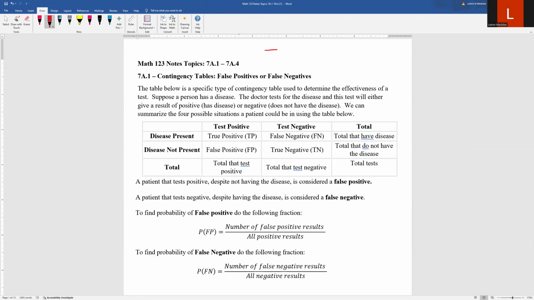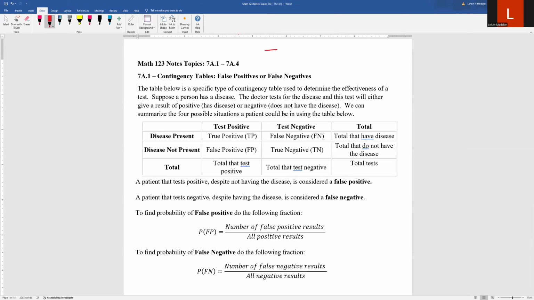So if you have the disease and the test comes out positive, remember positive on a medical exam means something showed up that they were looking for. So positive is actually usually a bad thing when they're testing for diseases. So a true positive means the test said they have the disease, and the person actually has the disease. So it reported correctly.